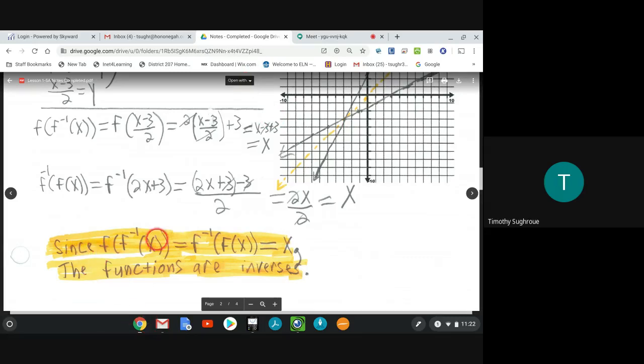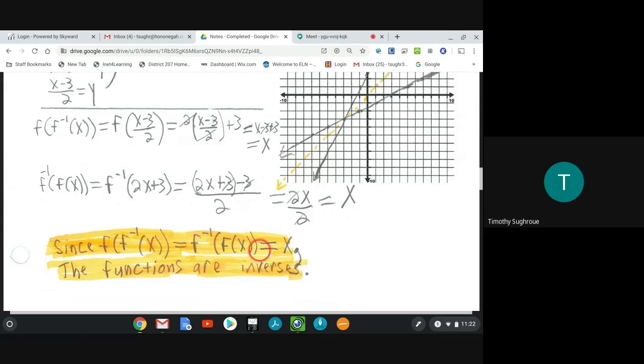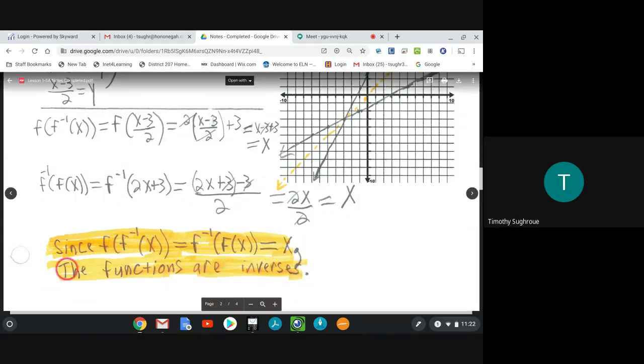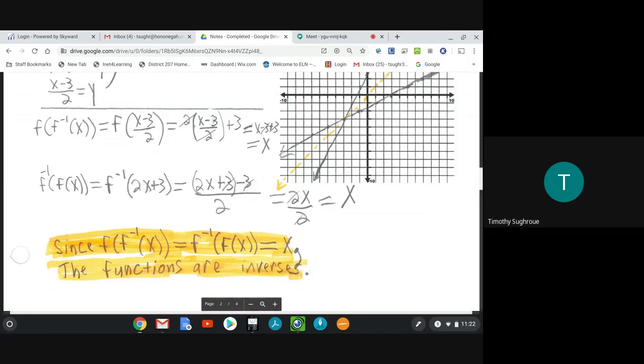You're going to say, since this is true, right? So since f of f negative 1 of x equals f negative 1 of f of x equals x, comma, the functions are inverses. Don't say they are inverses. No pronouns ever when we are giving an explanation for anything mathematically. We will not use pronouns, particularly it. Do not use the word it.